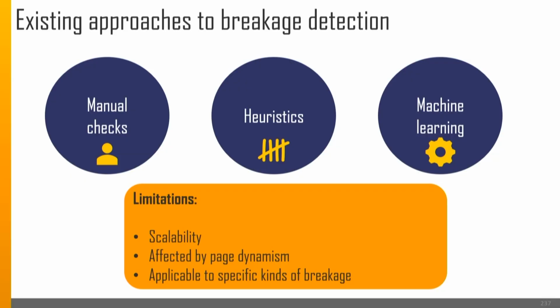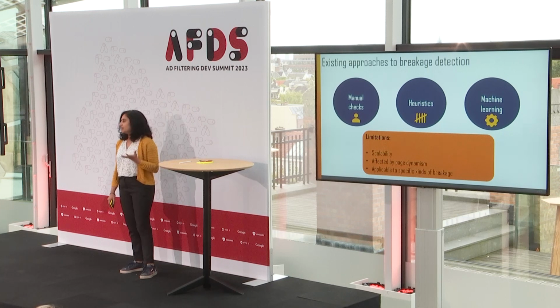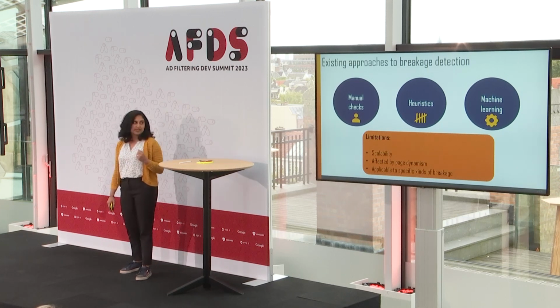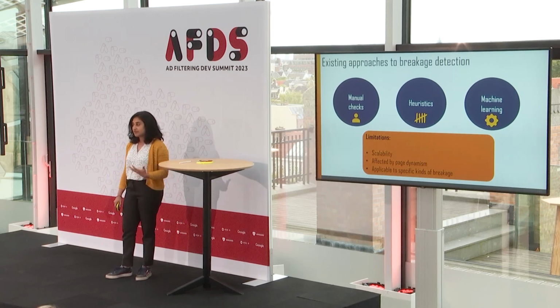The other thing is that heuristic-based methods can be affected by page dynamism, so it's probably not ideal to define numbers of breaking, non-breaking elements. And heuristics and machine learning methods at the moment are only applicable to certain kinds of breakage. So they might not identify breakage that is triggered by user interactions. They might also not detect breakage that is triggered by element hiding rules.